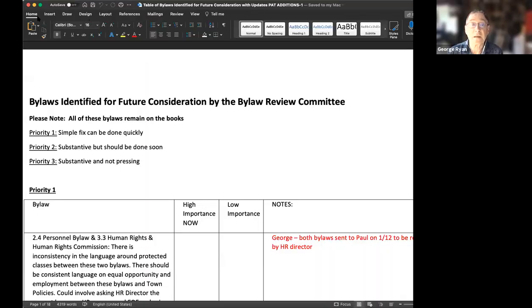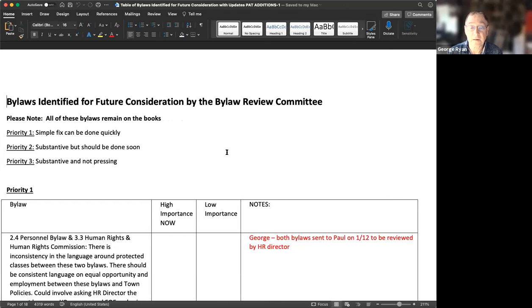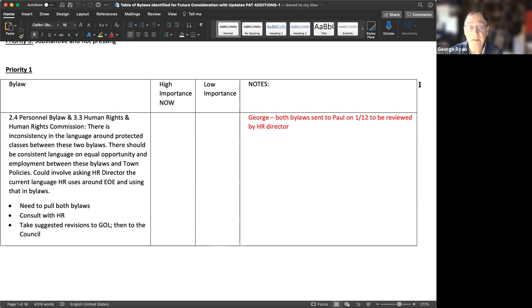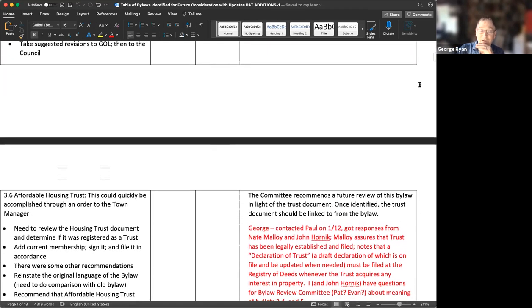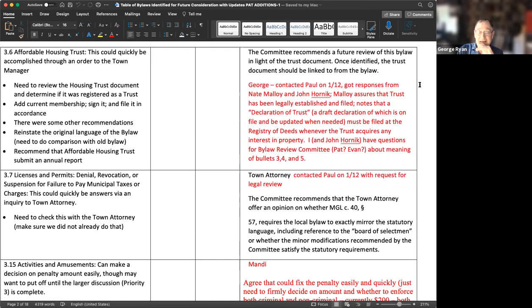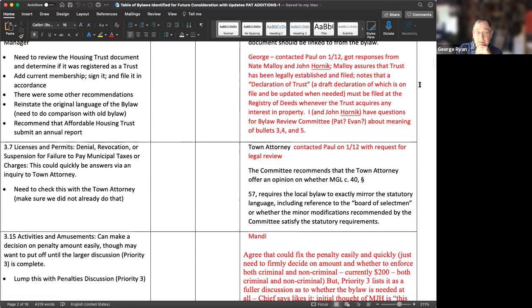This is the document that's in your packet that we have been working with. And I don't know what to do. Some of this, I just have not followed up with Paul on. It's gone off to various town departments and heads and so on, and I'm sure it's buried under some file, which is buried under another file.